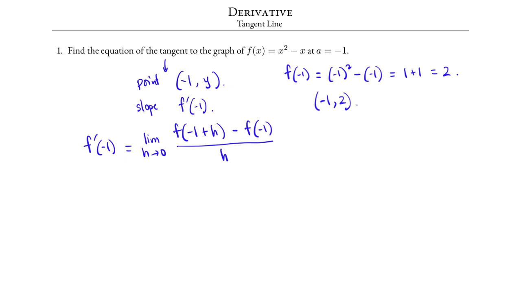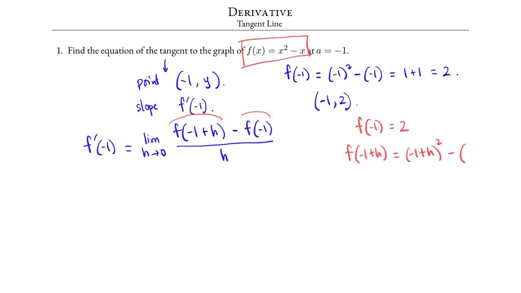In order to evaluate this expression, we will need to find out what f of -1 is, but we did. We found that f of -1 is 2. We also need to find out what f of -1 plus h is, which is the first term here. F of -1 plus h is, using this given equation, the input is now -1 plus h, and so everywhere we see an x, we replace it with -1 plus h. Minus, again, replace x with -1 plus h. And everything else is the same, the square, the minus sign.